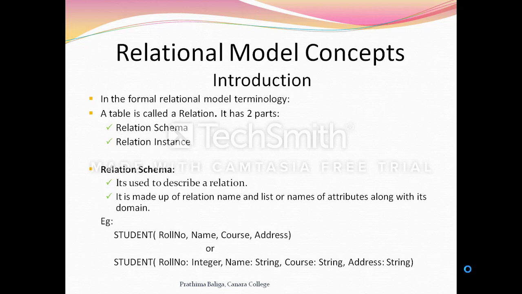Usually, a relation schema begins with the relation name followed by a list of attribute names separated by commas within pair of round braces. In the example, student is the name of the relation, roll number, name, course and address are the attributes of the relation. In the second definition of the schema, data type of the attributes are also associated with the attribute name. You can see integer and string data type is associated with roll number, name, course and address.